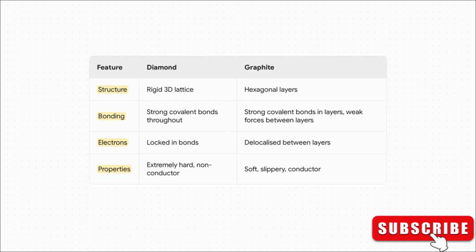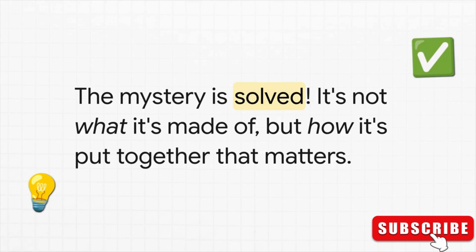Oh, and that fourth electron from each carbon atom, it's now delocalized. It's free to roam between the layers, creating that sea of electrons we talked about. And that's why graphite can conduct electricity. So there you have it. The mystery is solved. Same atoms, same primary type of bond, but a completely different architectural plan leads to wildly different results. It really proves it's not about the ingredients, it's all about the recipe.